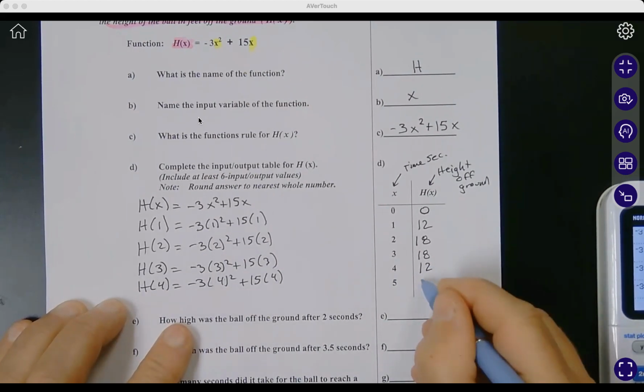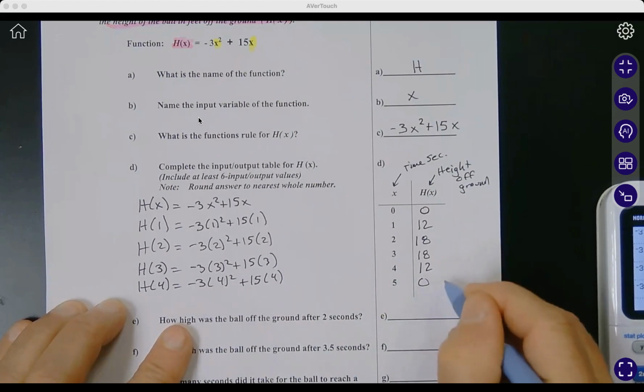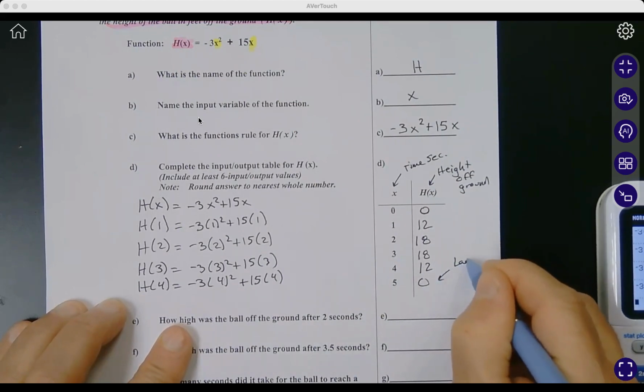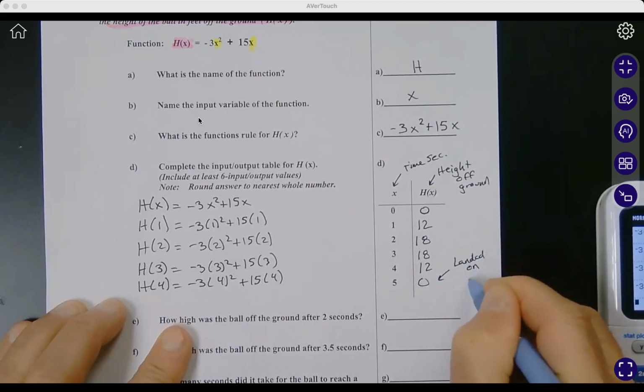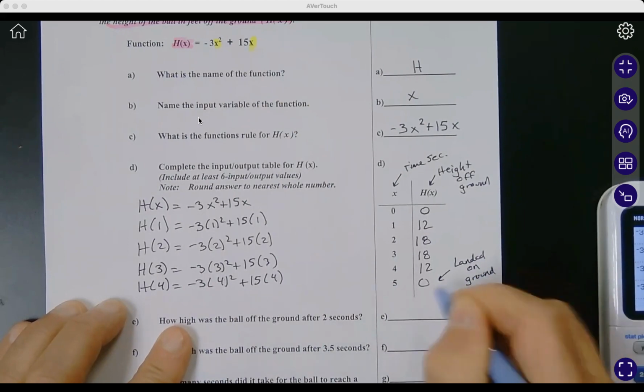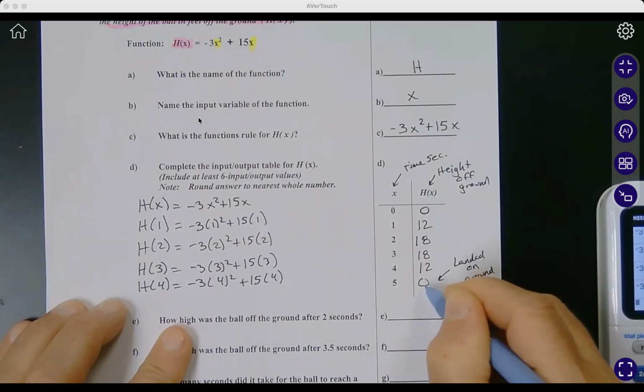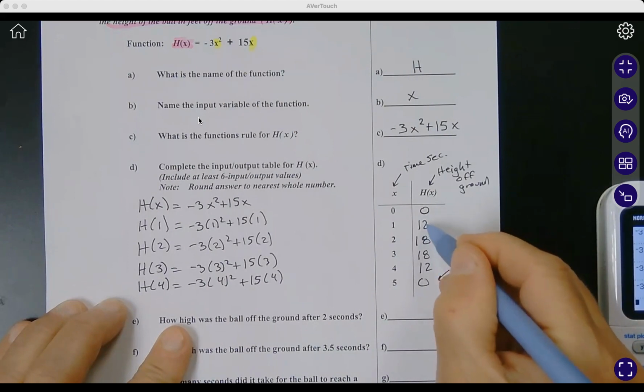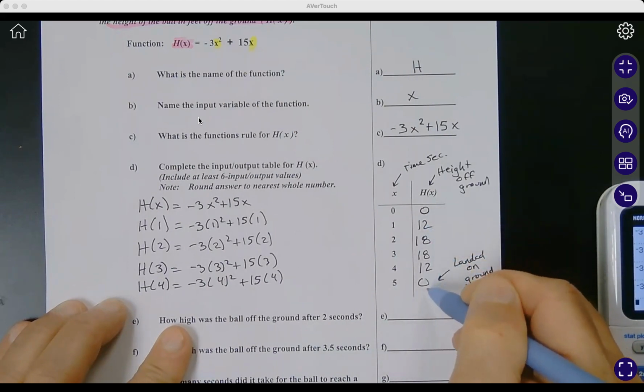And I can already tell that this is going to go back to 0. By the way, if it goes back to 0, that means it landed on the ground, right? You're 0 feet off the ground. So it landed back on the ground. So it started on the ground, went up in the air, up, up, up, and boom.